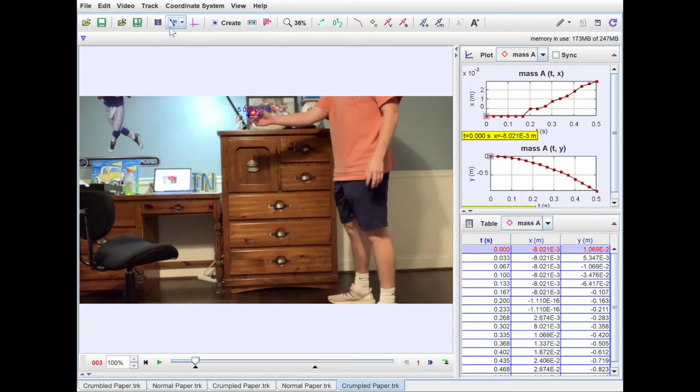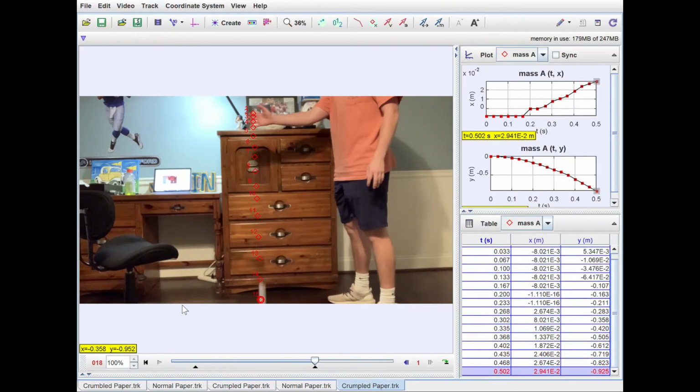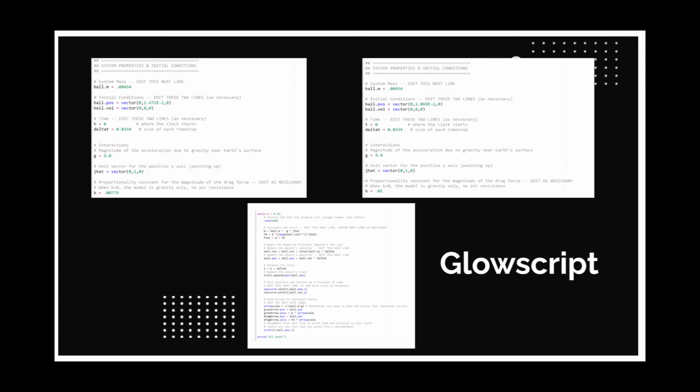My second video was then imported into Tracker, and the X and Y motion were recorded and graphed. Next, I opened GlowScript and imported the starter code from Lab 2, as this code was the most useful. I kept mass constant as it would be easier to find the difference between the drag of the paper and the crumpled piece of paper.